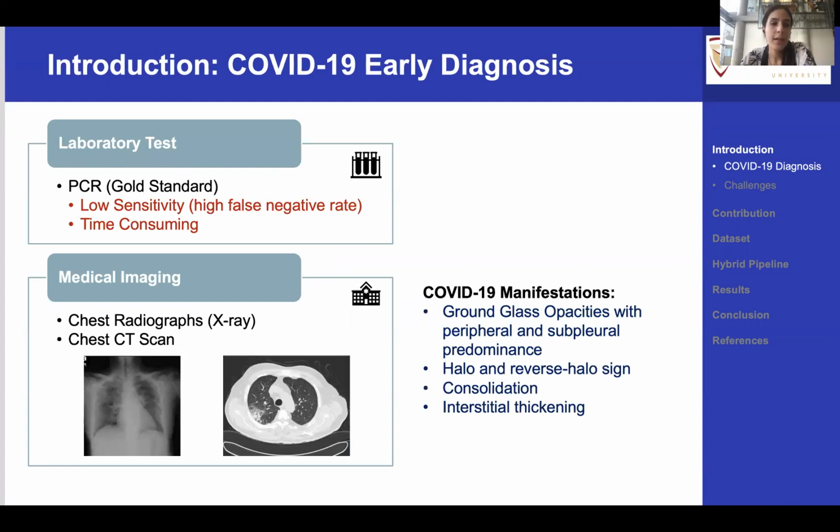The PCR test is the gold standard for COVID-19 diagnosis. However, it suffers from low sensitivity, which means that we can miss lots of positive cases. And it is also time consuming, which means it can take up to 3 days to get the results from a test. An alternative for COVID-19 diagnosis is medical imaging using either X-ray or CT scans. And this is because COVID-19 shows specific manifestations in medical images that can help with diagnosing and also assessing the severity of the disease.